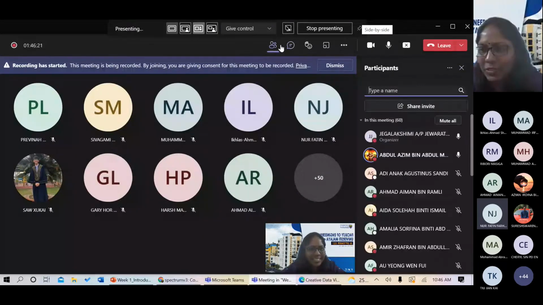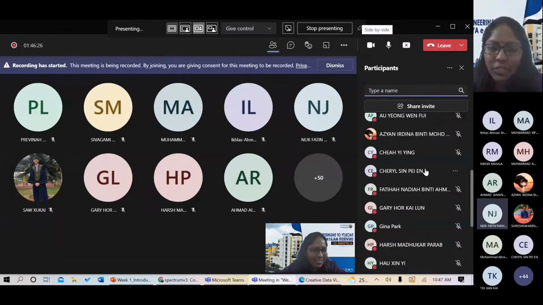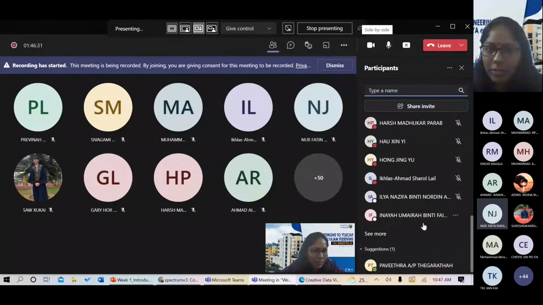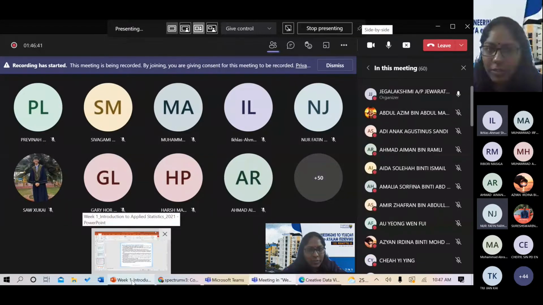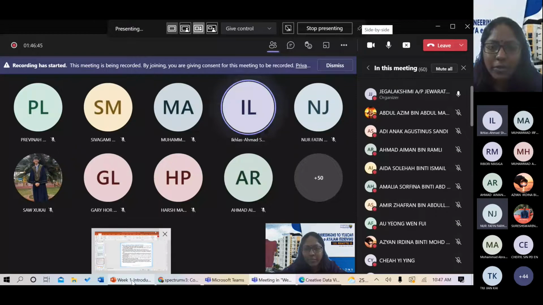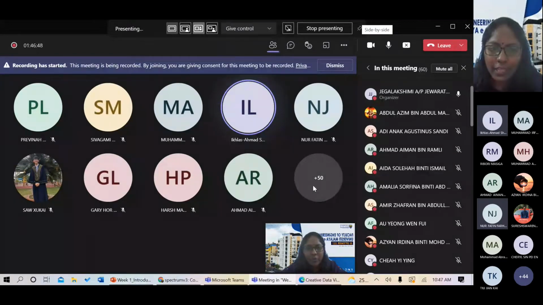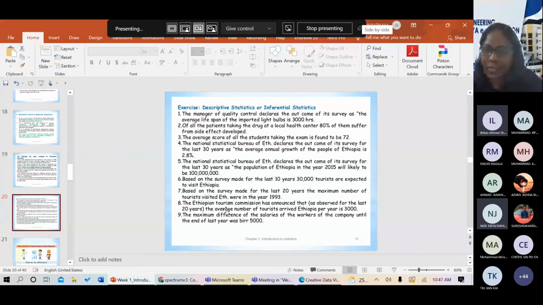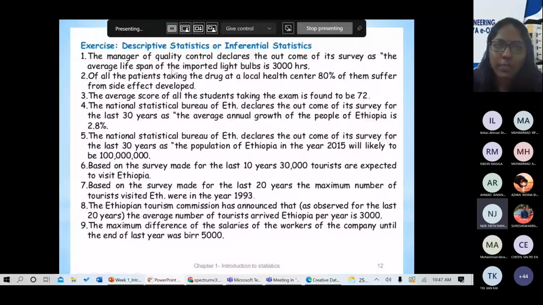So yes, it's inferential. Why is it inferential? Because it was Ikhlas, is it just because now? No, not me. Is it because it's using the outcome of the survey and, yes, to generalize the whole? Correct. Okay, that's the concept. So he's using his survey outcome and he is generalizing it for all imported light bulbs. So if you're buying a light bulb, he's telling you it has an average lifespan of 3,000 hours.